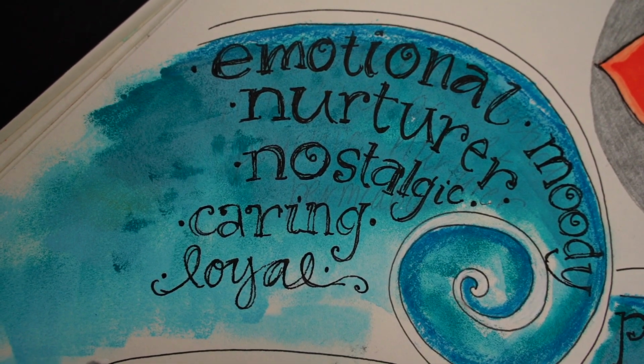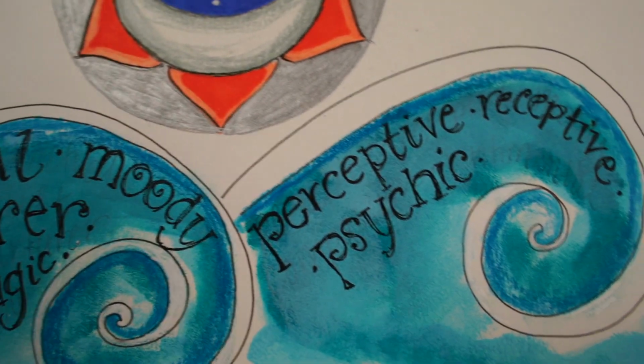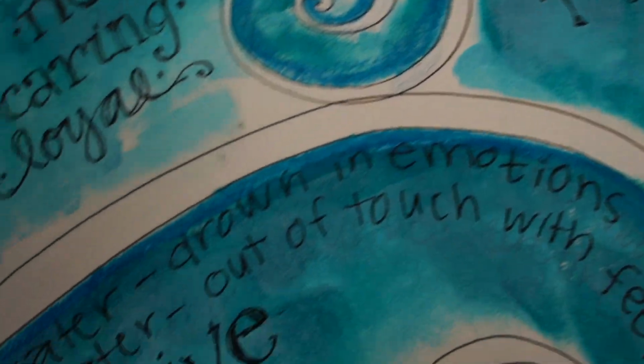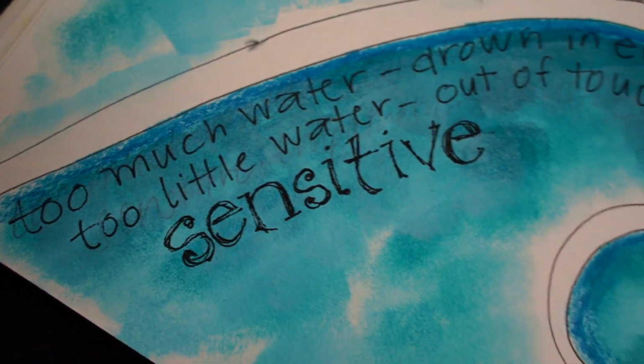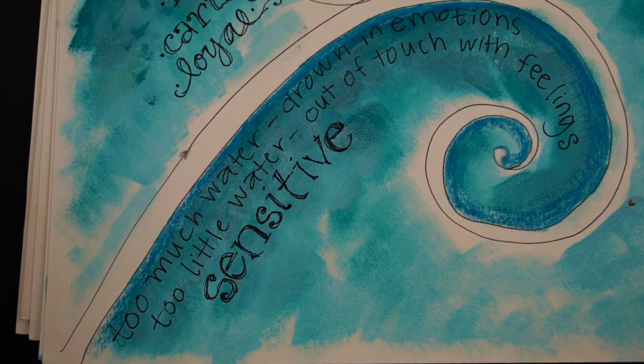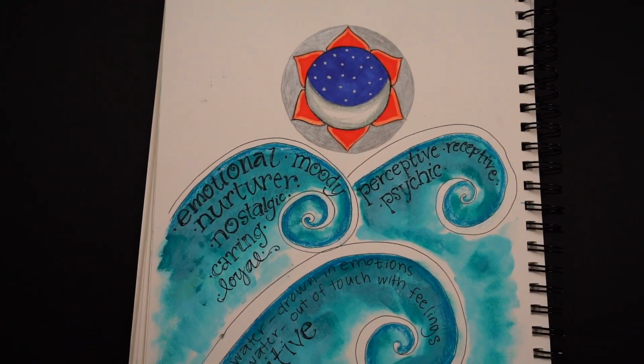Characteristics of the water element include being emotional, moody, a nurturer, nostalgic, caring, loyal, perceptive, receptive, psychic. And someone with too much water can drown in emotions. Too little water can be out of touch with their feelings. But they tend to be highly sensitive people.